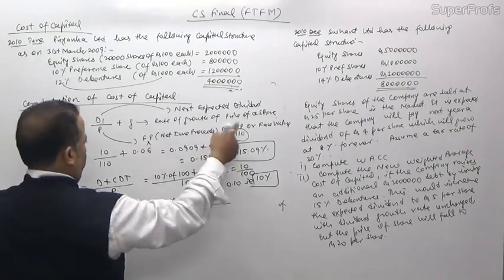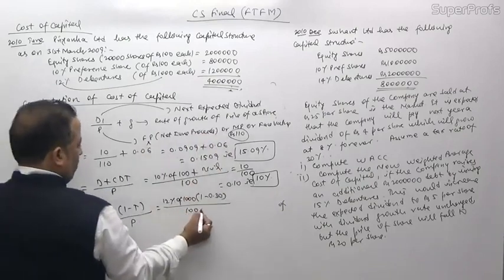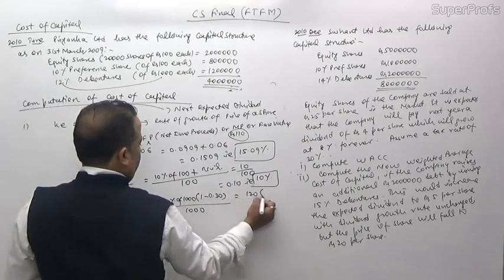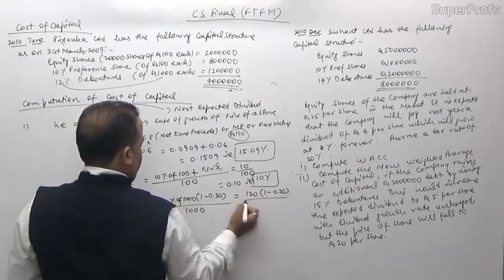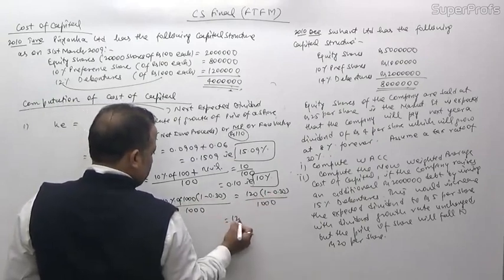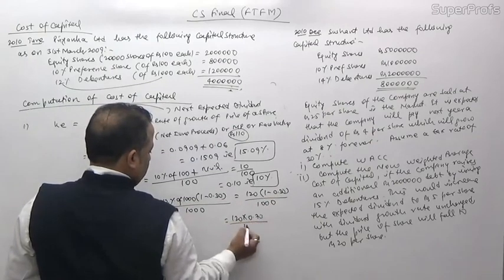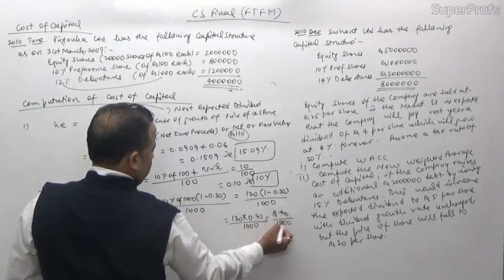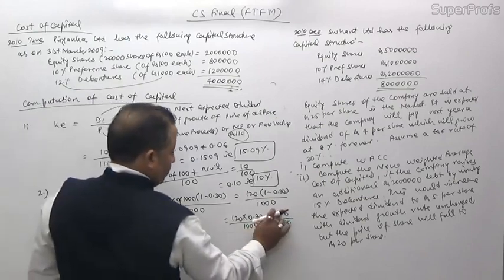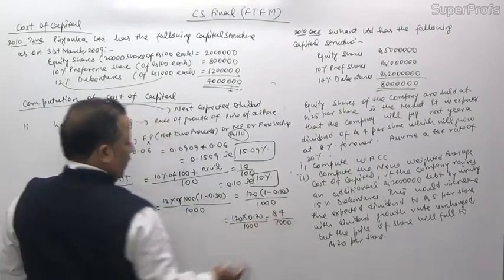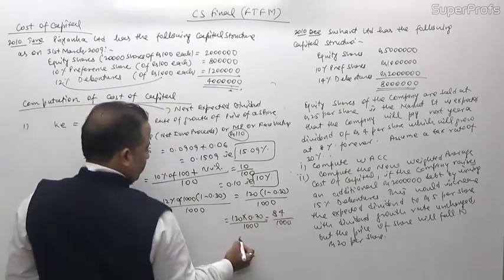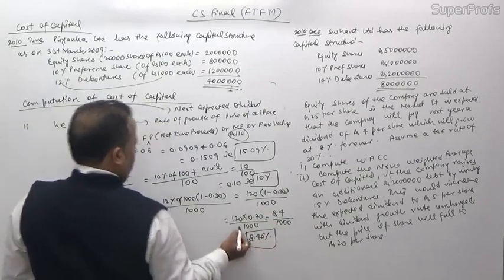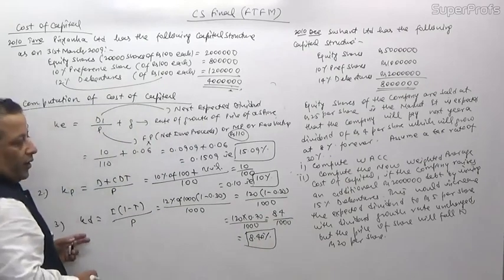Market price is also not given. The face value is rupees 1000. So 12% of 1000 is 120, multiplied by 1 minus 30%, gives 84. 84 divided by 1000 is 8.40%, which is basically the cost of debt.